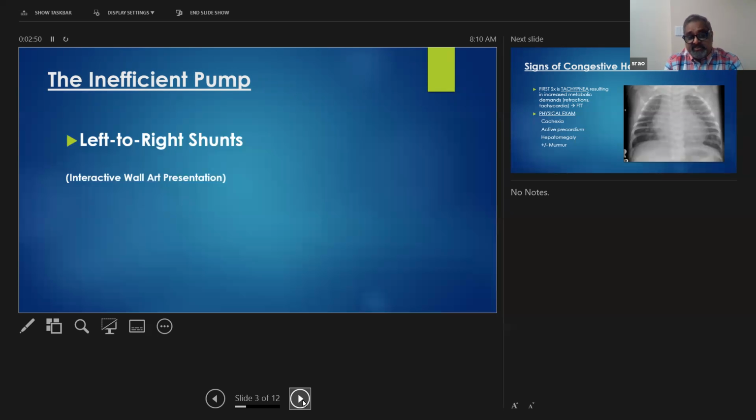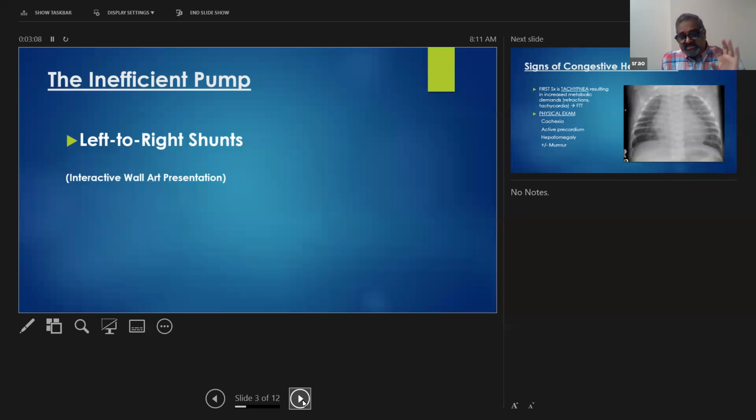The PDA example, that's the patent ductus arteriosus, that's going to be left to right at the arterial level. So that means that the pressure in the aorta is higher in systole and the pressure is higher also in diastole. So you get a continuous murmur of a PDA. So left to right shunt both in systole and diastole.